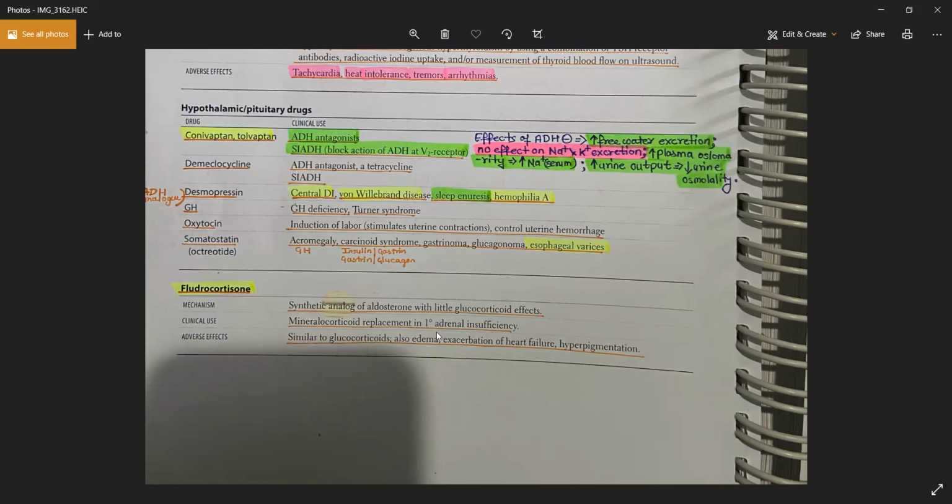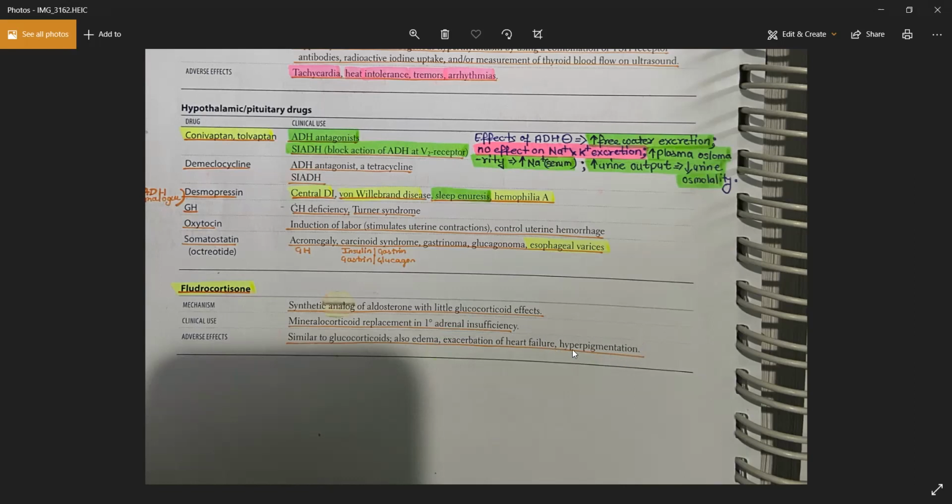It can also cause edema because you're having exogenous aldosterone. In that case, the aldosterone escape is inhibited, and when the aldosterone escape is inhibited, you can have edema also. So it can cause exacerbations of heart failure because it will cause a further volume overload on the heart, right? And it can also cause hyperpigmentation.